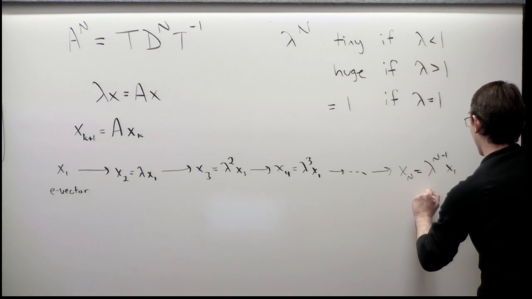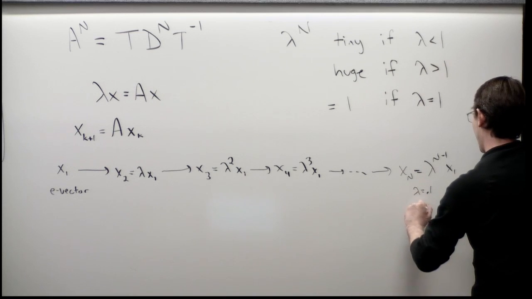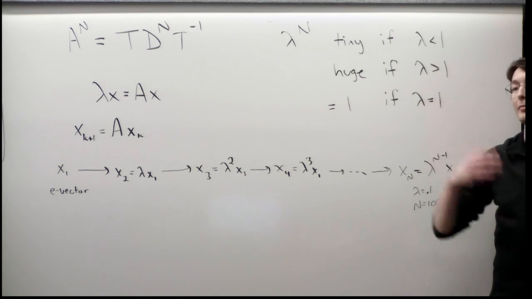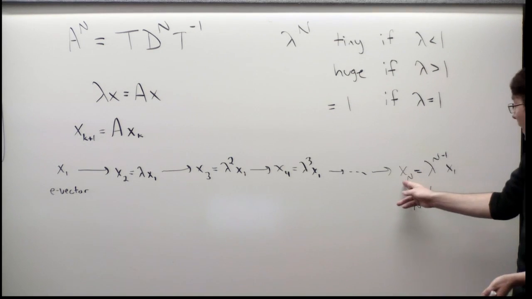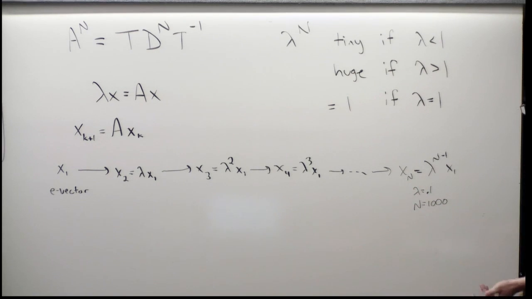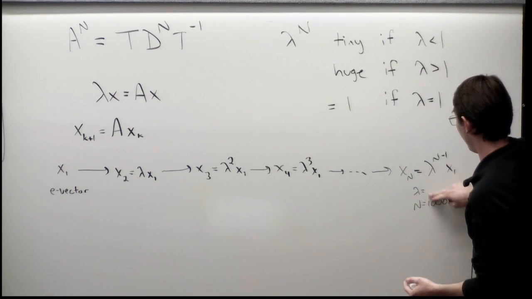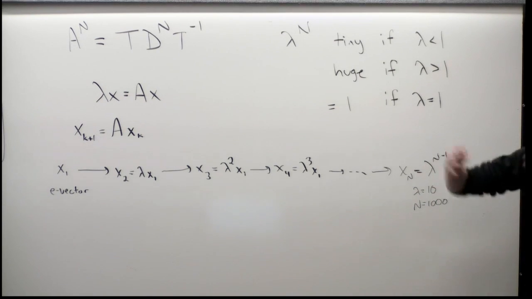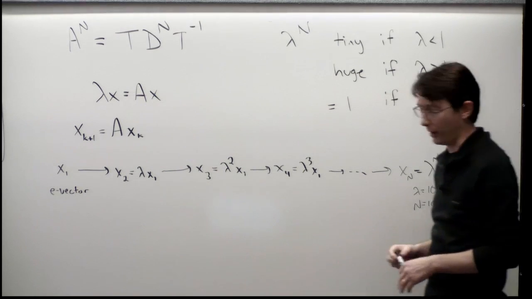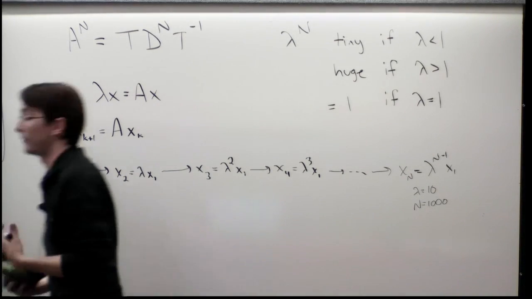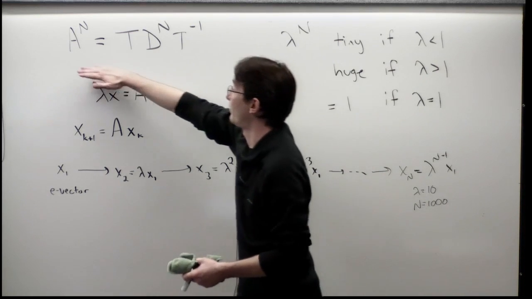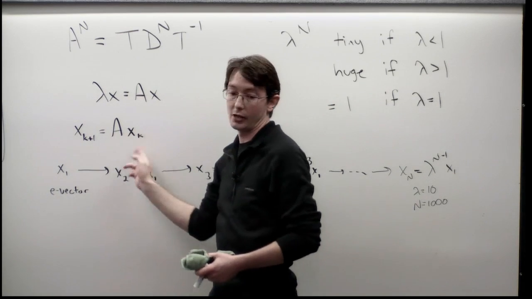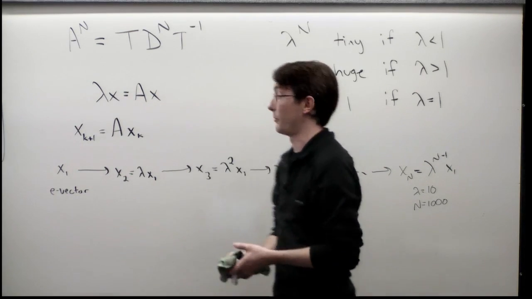Let's say lambda is 0.1, and n is 1,000. Right, so 0.1 to the 1,000th power is a very, very tiny number, and x_n is almost exactly 0. Similarly, if lambda is a big number, let's say lambda is 10, then lambda to a big power is astronomically large. Okay, so this is why eigenvalues and eigenvectors are important, because they tell you something about how iterations through this matrix multiplication A either get very large or very small.